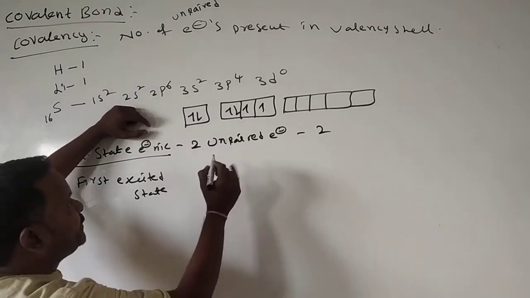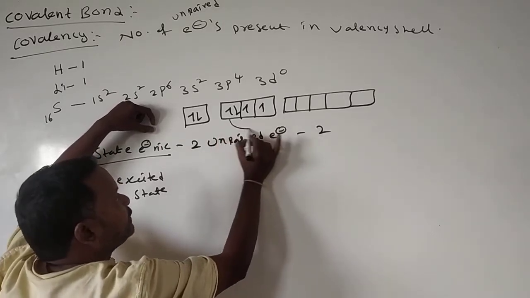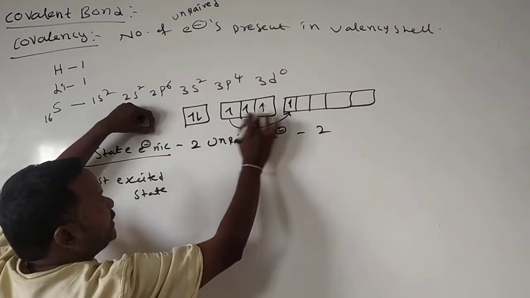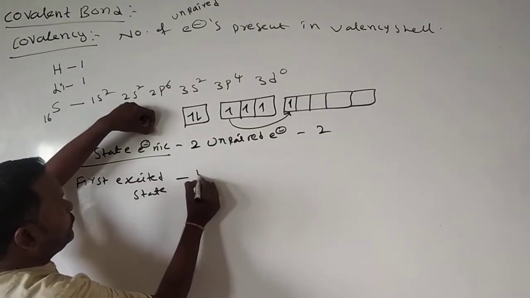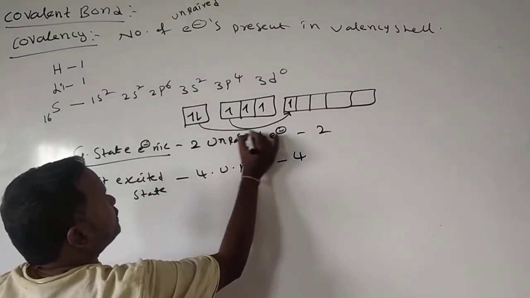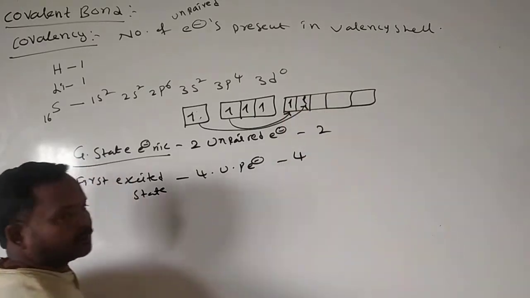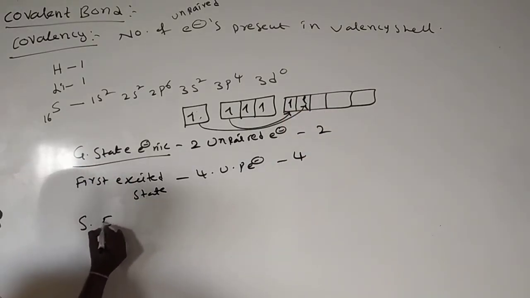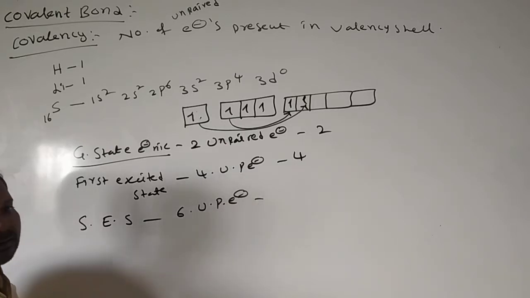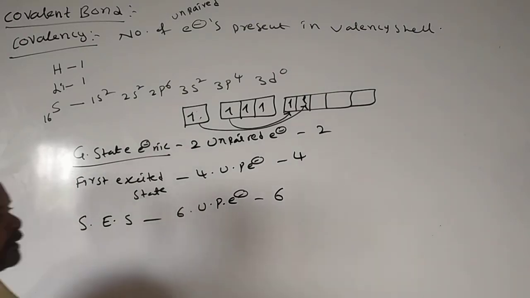In the first excited state, one of the electrons is excited from a lower energy orbital to a higher energy orbital. This electron jumped from here to here. Now there are a total of 4 unpaired electrons, so the covalency is 4. If one more electron jumps from the s orbital to the d orbital, we have 6 unpaired electrons. That is the second excited state. The maximum covalency is 6.